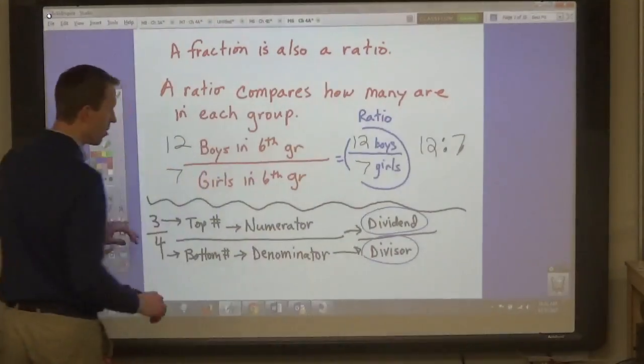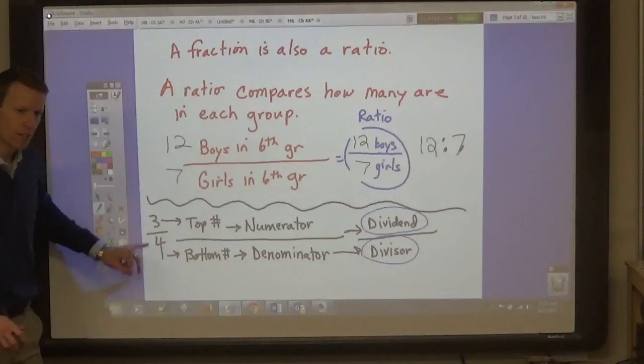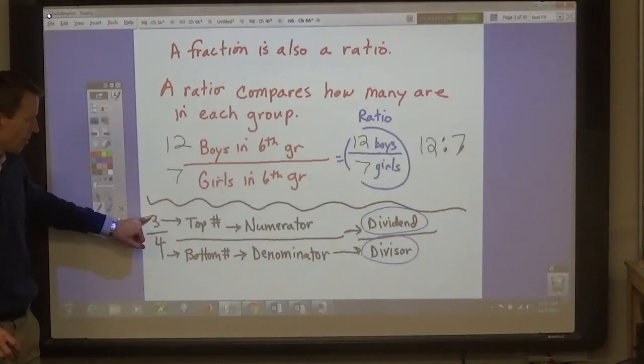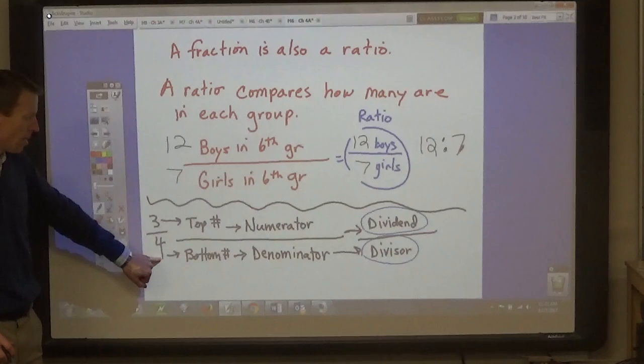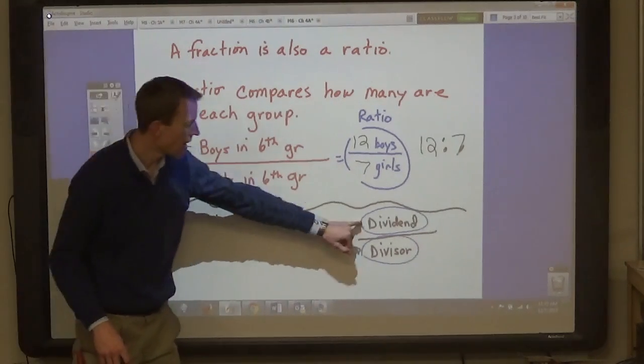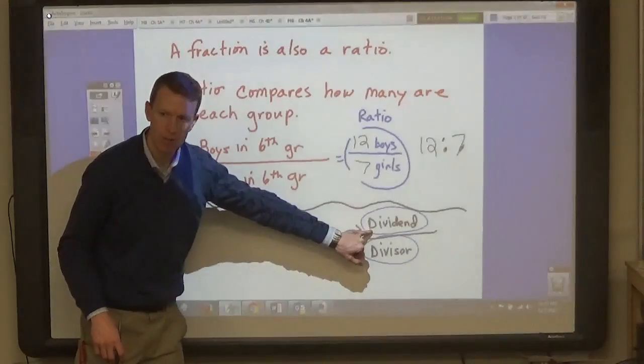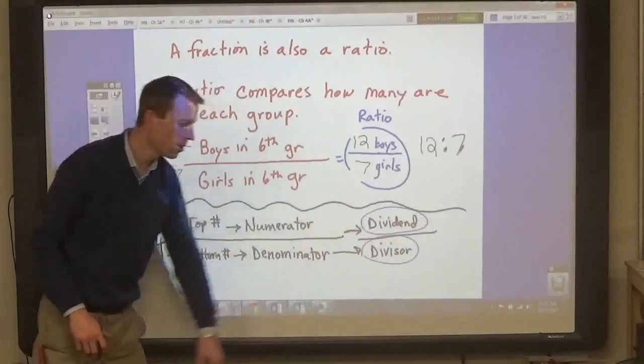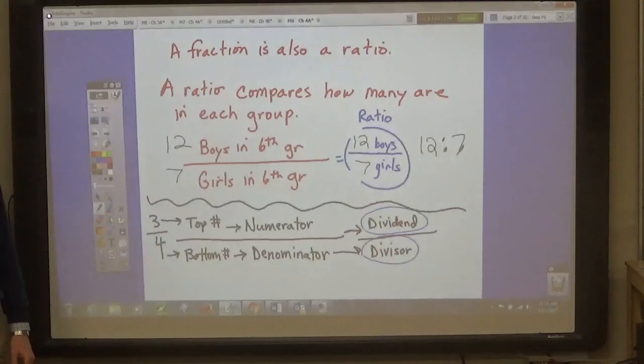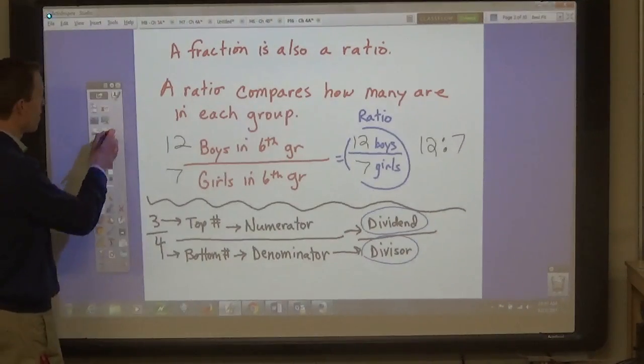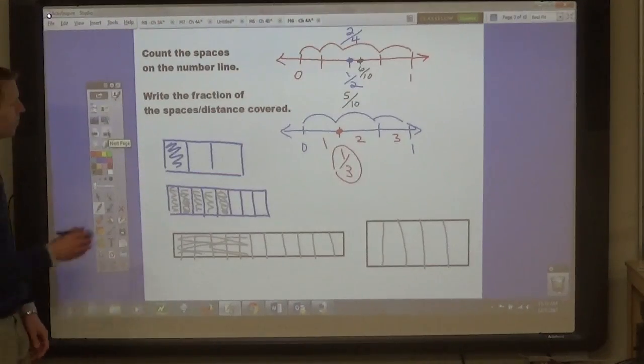Now, we also learned that in a fraction, the top number divided by the bottom number gives us the decimal. The top number is the dividend, that's the number that goes inside the house, and the bottom number is the divisor, right? That's how you change a fraction to a decimal.